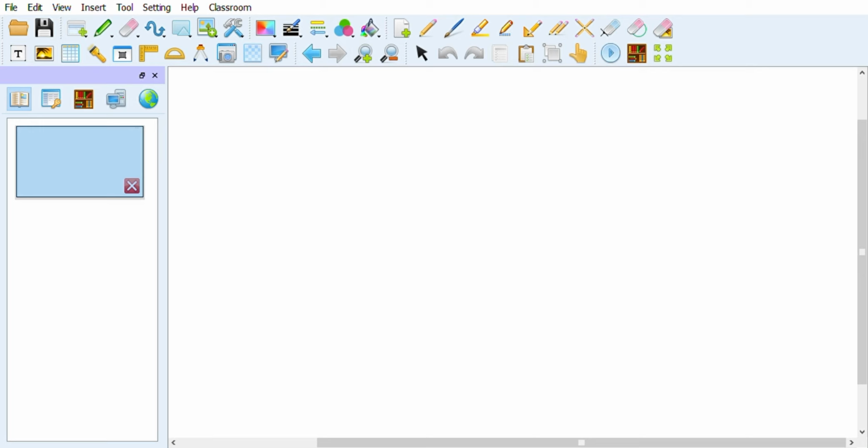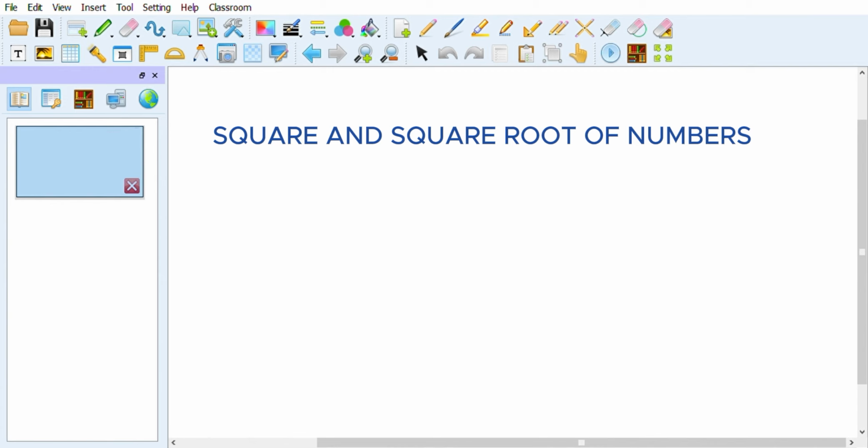Welcome to class today. In today's class, we're going to be looking at squares and square roots of numbers. So quickly, let's define the square of a number.